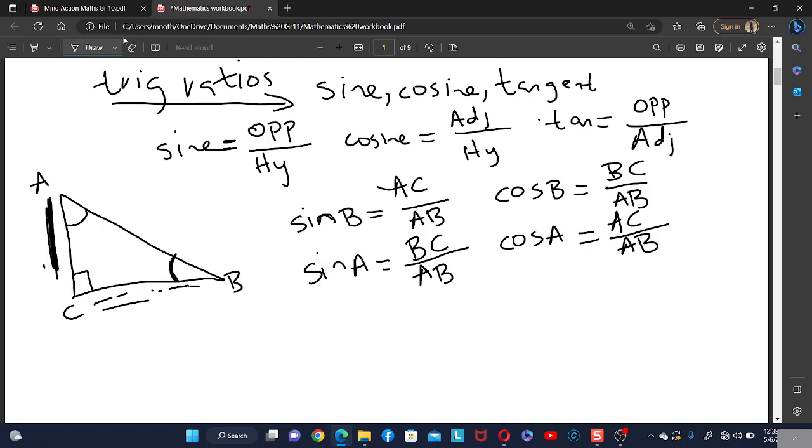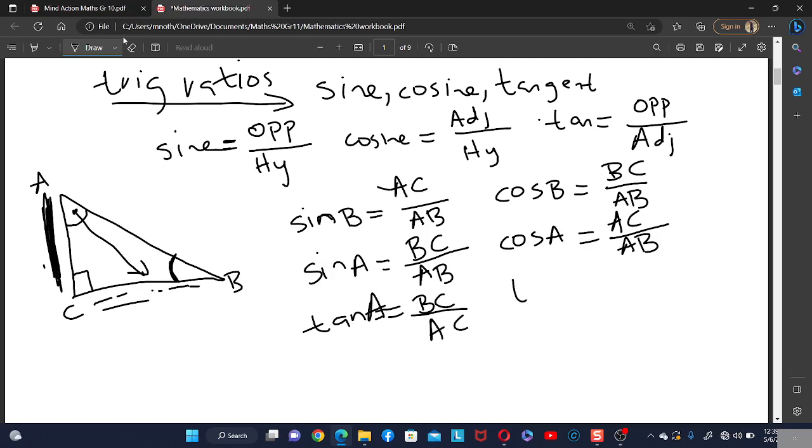And then now we are talking about tangent A. If you're talking about tangent A, we're talking about this angle. According to this angle, the side that is opposite is BC, right? What is tan? Tan is opposite over adjacent. So the opposite side is BC, and the adjacent side to A is AC.